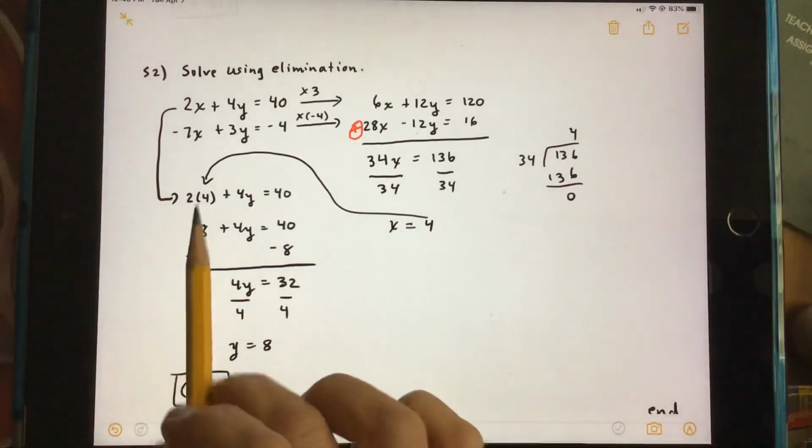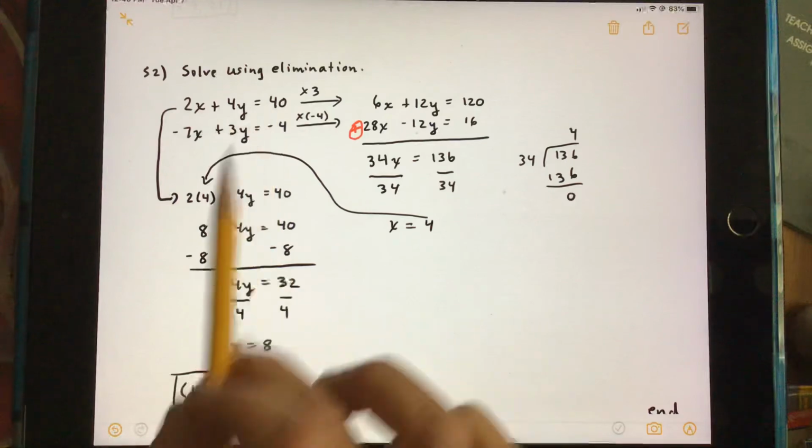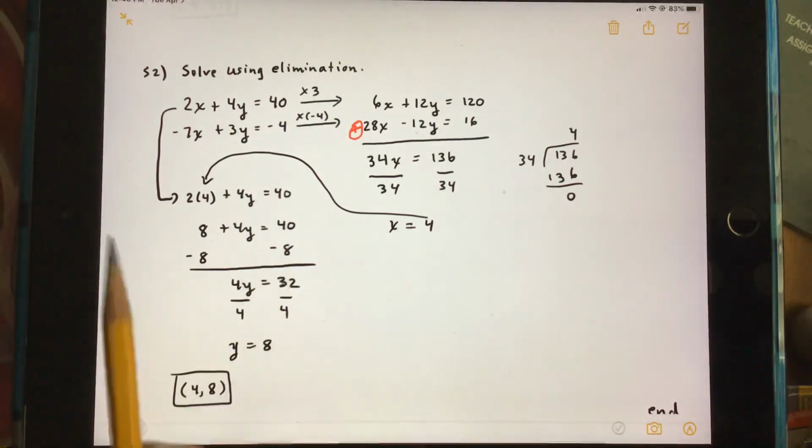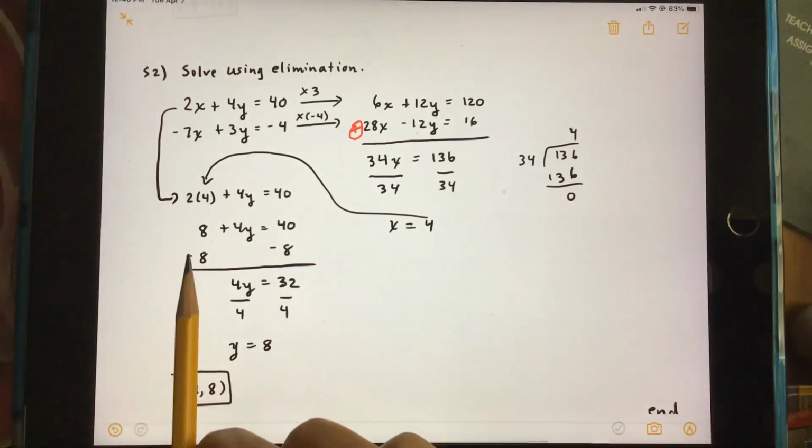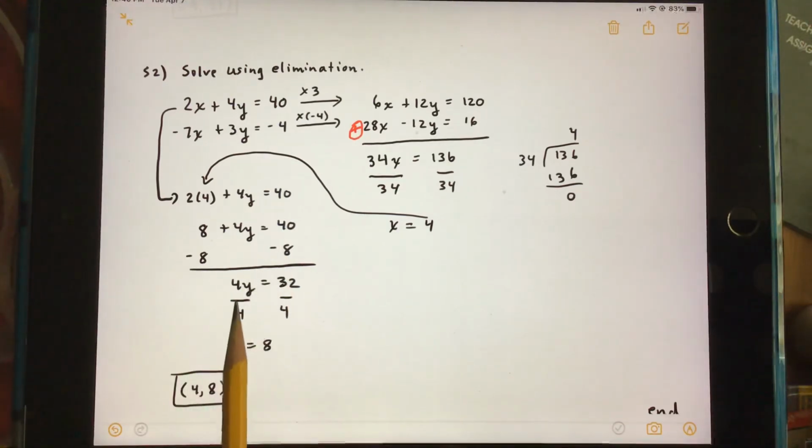So I'm going to put 4 in place of the x. Everything else in this first equation will get copied. And then I simplify. 2 times 4 is 8, plus 4y is 40. Subtract 8 on both sides, and we have 4y is 32. Divide both sides by 4, and we find the value of y is 8.